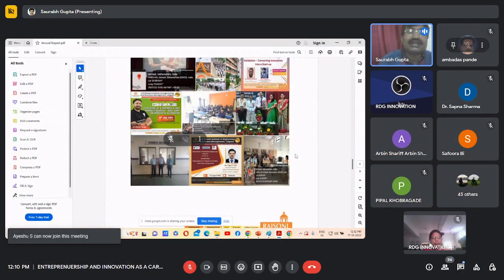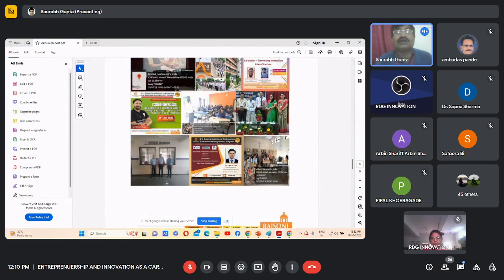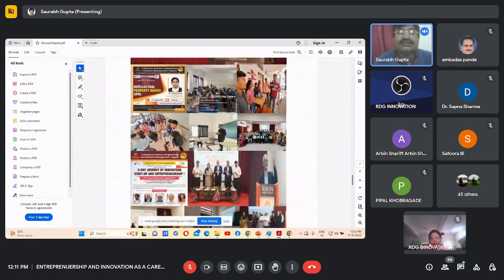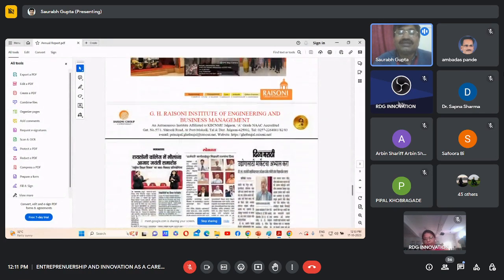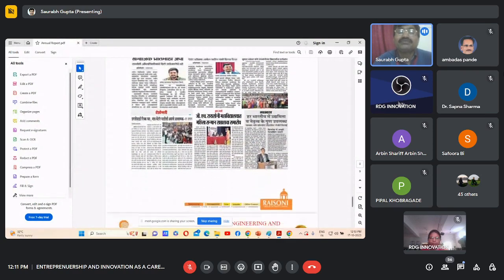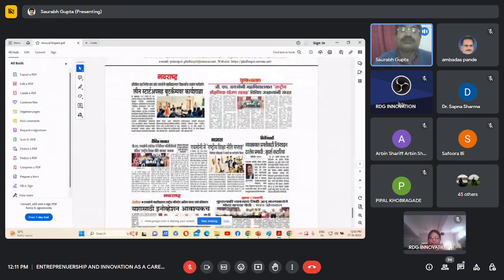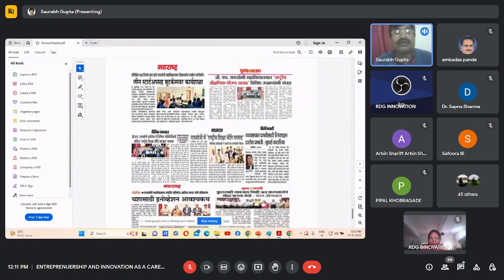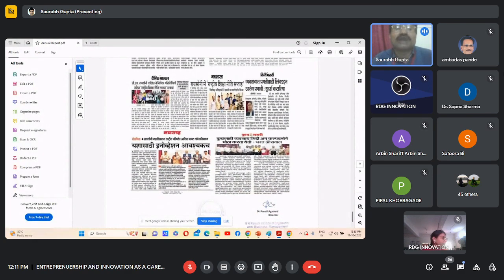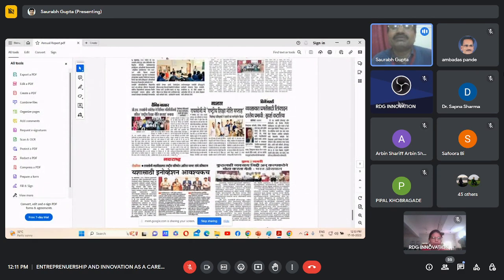And another thing I have done is that we created a business incubator in our college, and the person standing in the middle is from MSME. He has approved our business incubator. So these are the various things we have done in our institute, and this is the media coverage based on our Institution's Innovation Council. Because when we submit our report along with the media report, they don't have any doubt, and they approve whatever we have done.